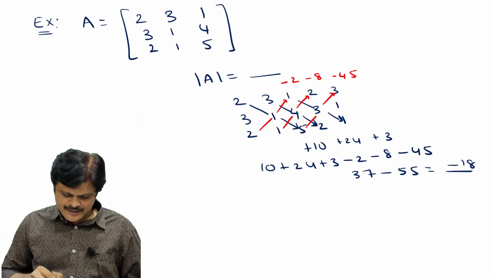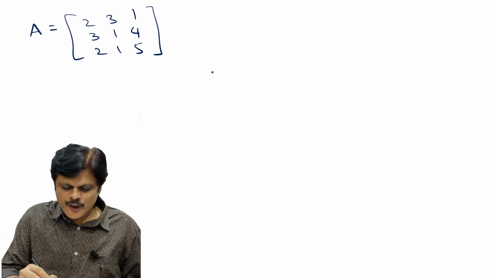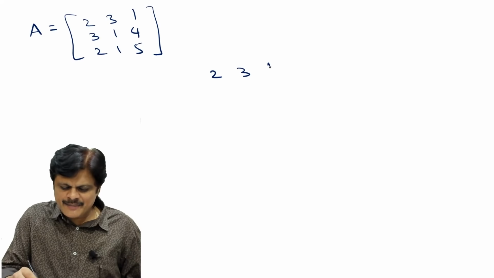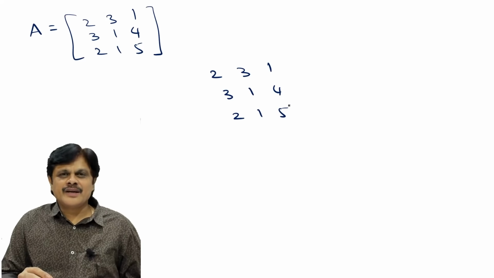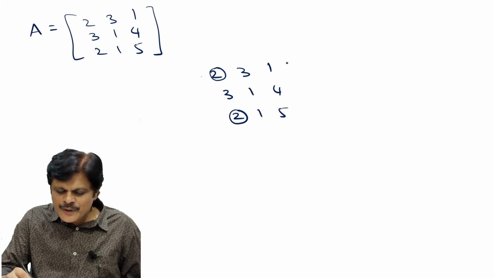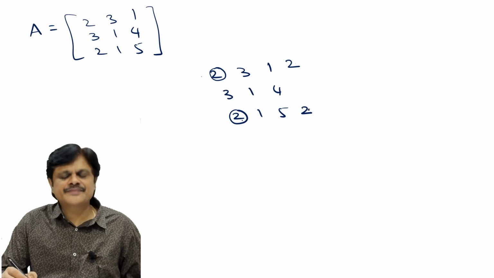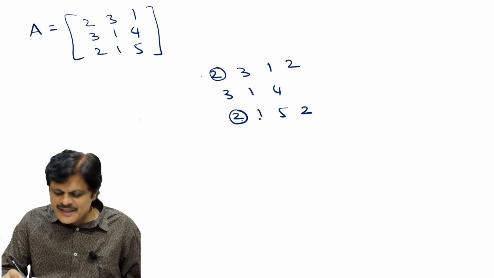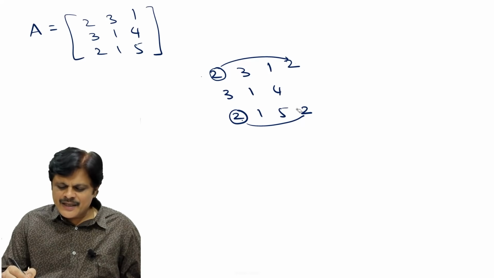I take it in the next slide. Let us see the same problem. This time, first write the matrix as it is: 3 1 4, 2 1 5. You have these two elements, right? You write only these elements on the right side here. This one you have to write here, and this element you have to write here. This element is written here and this element is written here. Got it?